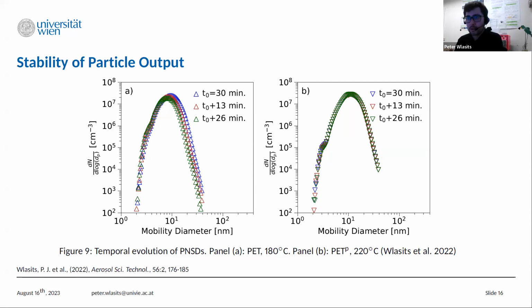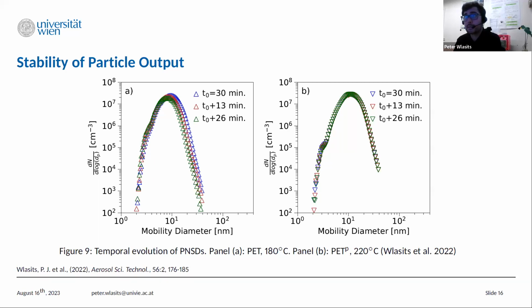And if we take, for example, figure 9a here, we see commodity PET at a tube furnace set point temperature of 180 degrees, and the different colors depict different dwell times. So the blue curve was measured 30 minutes after inserting, the red curve then 43, and so on. The green curve was T0 plus 26.